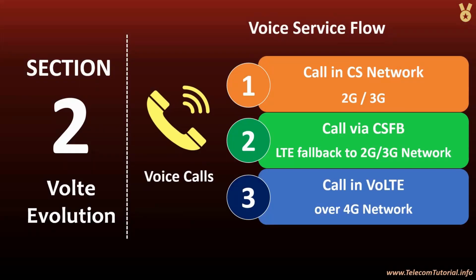Friends, welcome to section 2. Here we will compare all the 3 different types of voice scenarios. The first one is a basic voice call in the CS core network. The second one is where the operator does not have VoLTE available but 4G is launched. So in this scenario, the call goes via CSFB. The third case is where the operator has both 4G and VoLTE and the call goes via VoLTE.